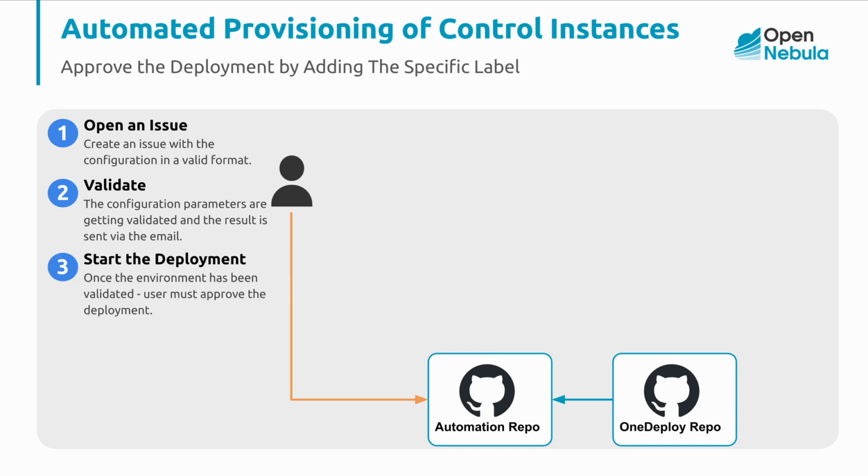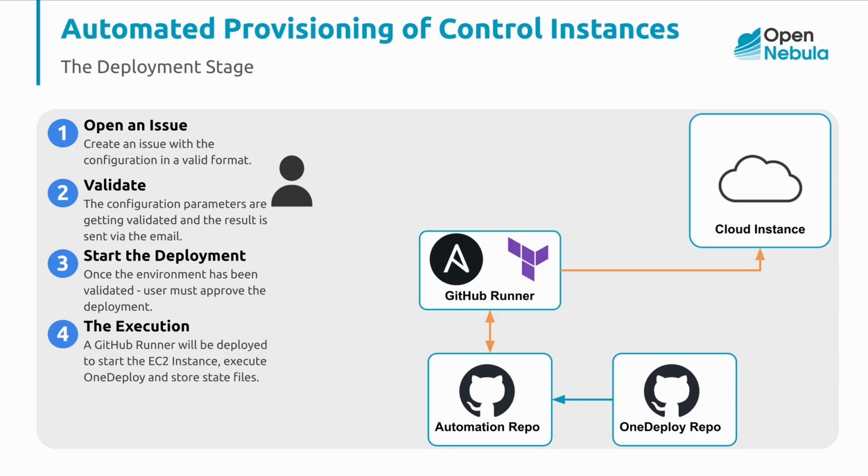In case of successful validation, the next step is to assign the action deploy label to an issue and kickstart the deployment. Using the GitHub Actions, the GitHub Runner based on the Ubuntu LTS image will be deployed to execute the code using the configuration file that was built during the validation. The automation repository contains a link to the specific commit inside the OneDeploy repository, thus it's not affected by the recent changes. The state file for Terraform as well as any other file are going to be stored in the directory inside the automation repository named after the issue's unique identifier.